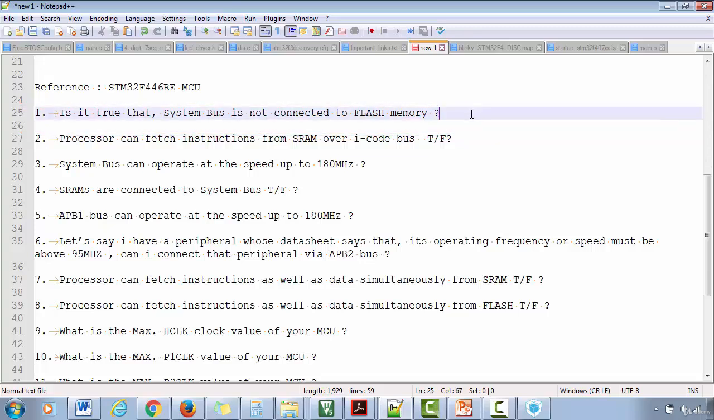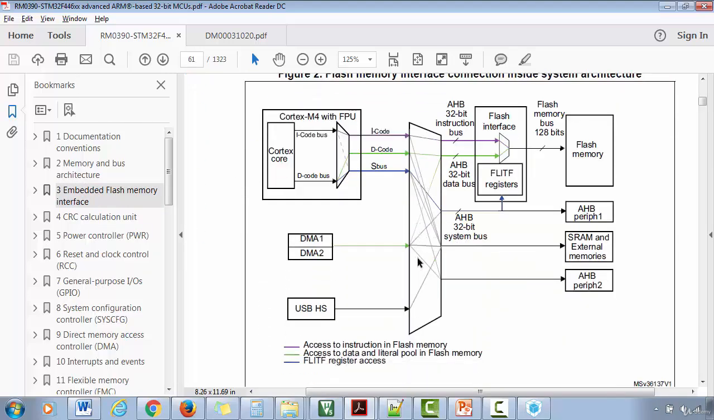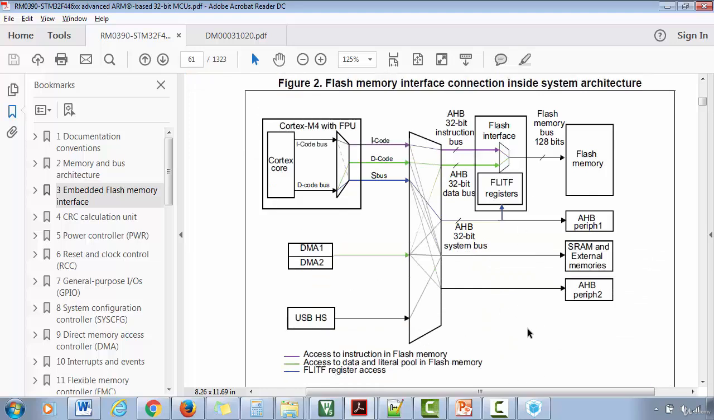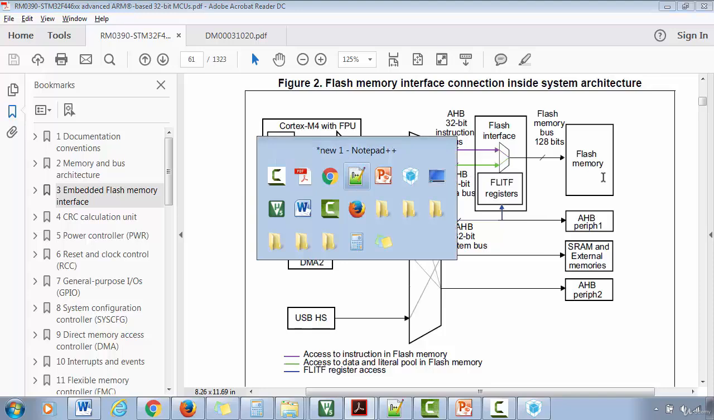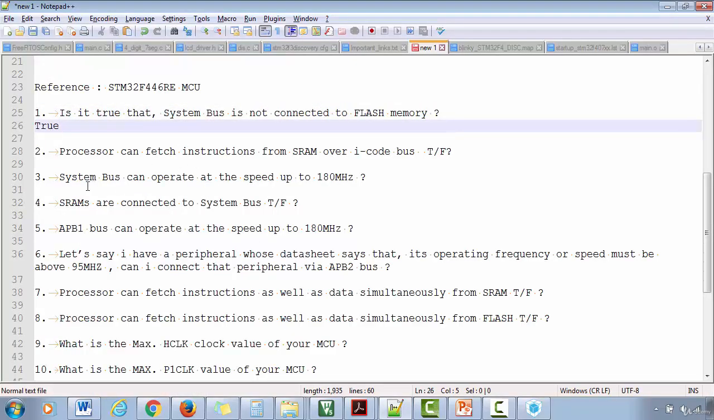The answer is true, isn't it? If you check the section on the embedded flash memory interface in the reference manual, you see this diagram. Here you can see that flash is actually connected to I-code and D-code. You can see that this line, S bus, is not going to flash memory. That proves that in this microcontroller, the flash is connected to the Cortex core over I-code and D-code, and the system bus is not connected to flash memory. That's true. Now the second question.